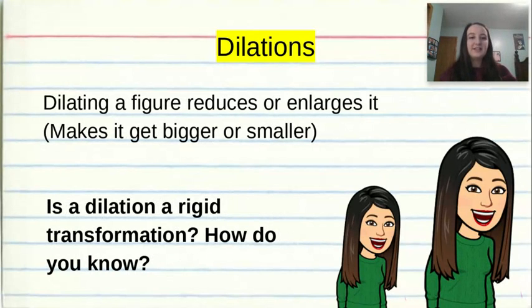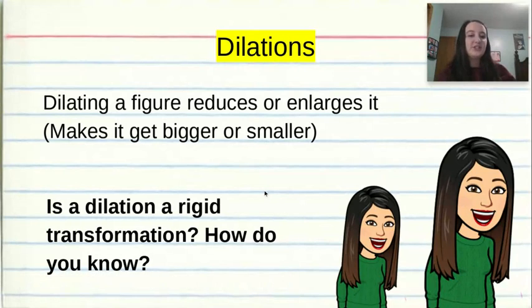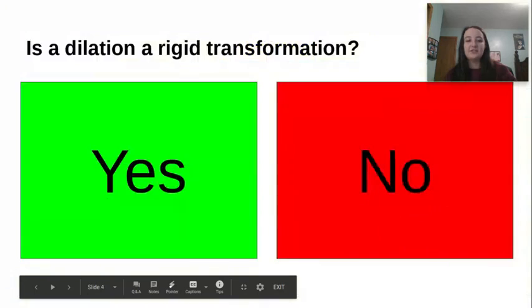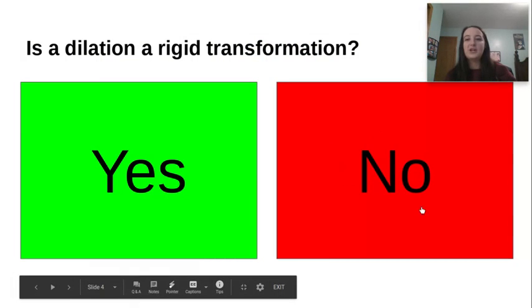So when you dilate a figure, like I mentioned, it either reduces it, so it makes it smaller, or enlarges it, which makes it bigger. A dilation is not a rigid transformation, and we know this because a rigid transformation does not change the size or the shape of a figure, and since a dilation does change the size, that means a dilation is not a rigid transformation. So our answer is, is a dilation a rigid transformation? No.